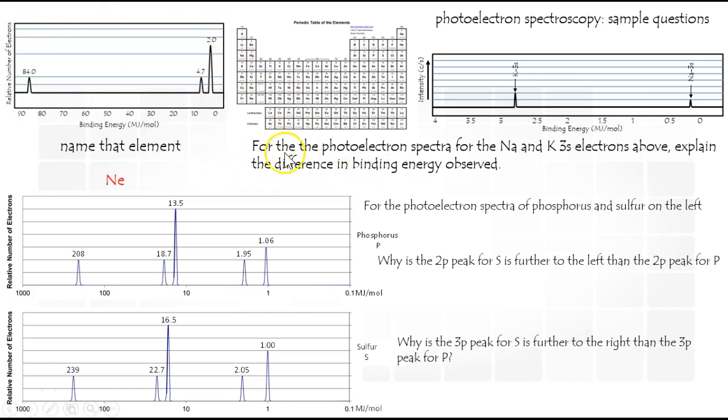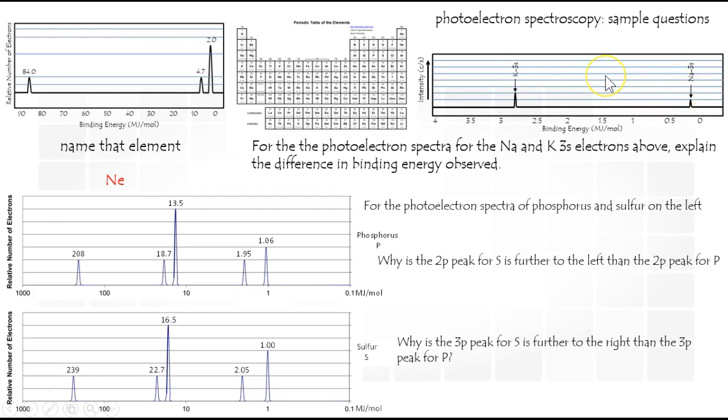Here's another question. For the photoelectron spectra of sodium and potassium, there's sodium there. Notice it's lower energy, and there's potassium, it's higher energy. Energy increases in that direction. Explain the difference in the binding energy observed. Why does it take more energy to rip off the 3s electrons from potassium than the sodium?